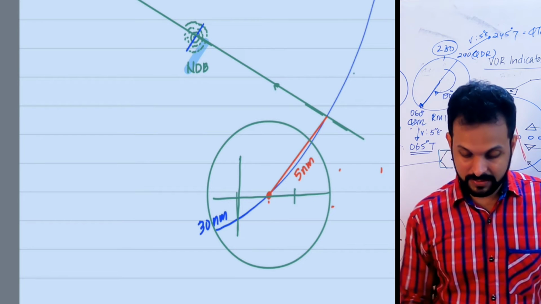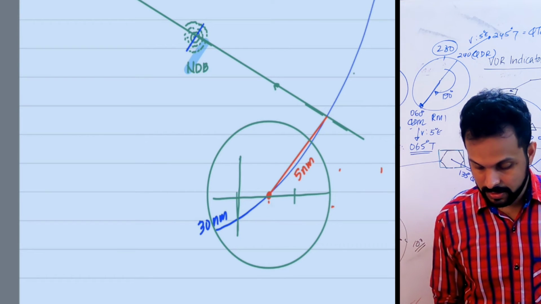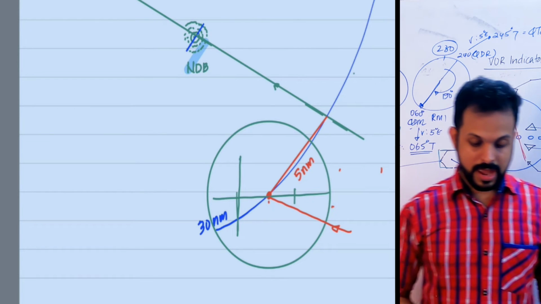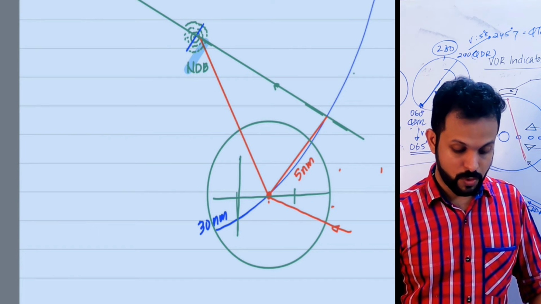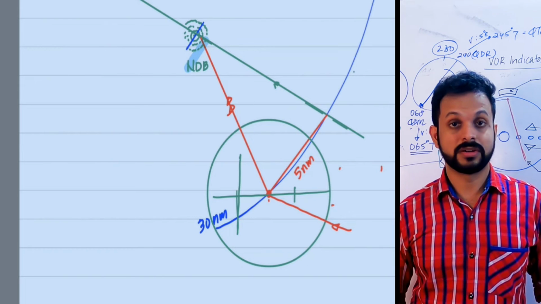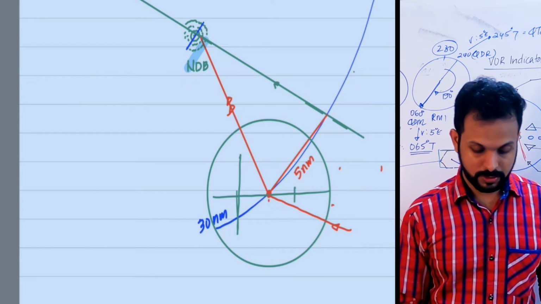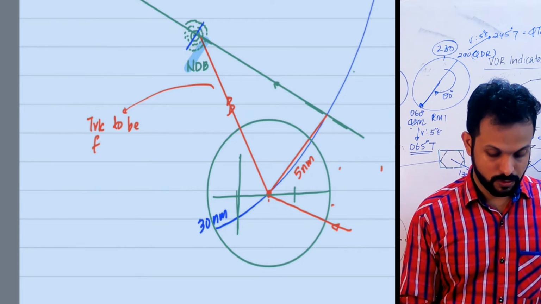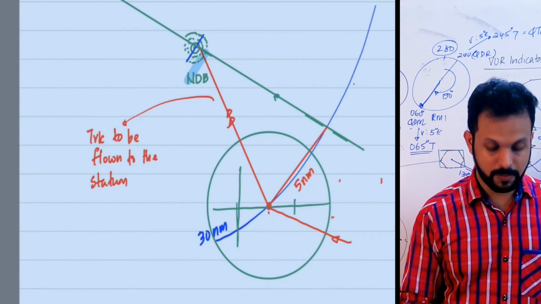Now you can see that the aircraft has been flying so far parallel to the airway. So let me just put a parallel line here. It has been flying parallel to the airway so far, and now it has to fly this particular track if it wants to head towards the station, towards the NDB, right? So this is the track that needs to be flown, right? So this is basically the track to be flown to the station. I'm disintegrating this question into small parts so you can understand it better.